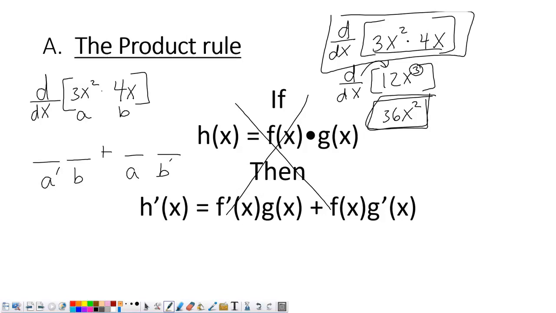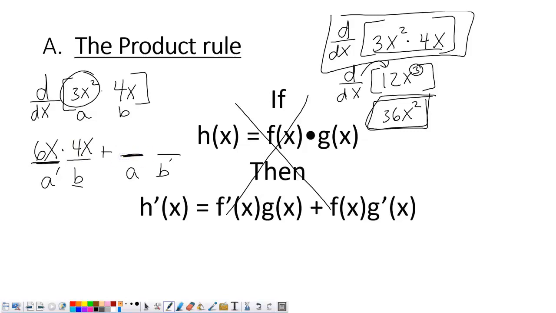So what's going to go in this first blank is the derivative of A. What's the derivative of this expression? What is 3x squared? What's the derivative of that? Well, if you multiply the 2 times 3, you get 6. And if you take 1 away from the power, you get 1. So it's just going to be 6x. Now what goes next to that is b. What's the b value? It's just 4x. Notice I'm not taking the derivative because it doesn't say b prime. It's just b. Next one.